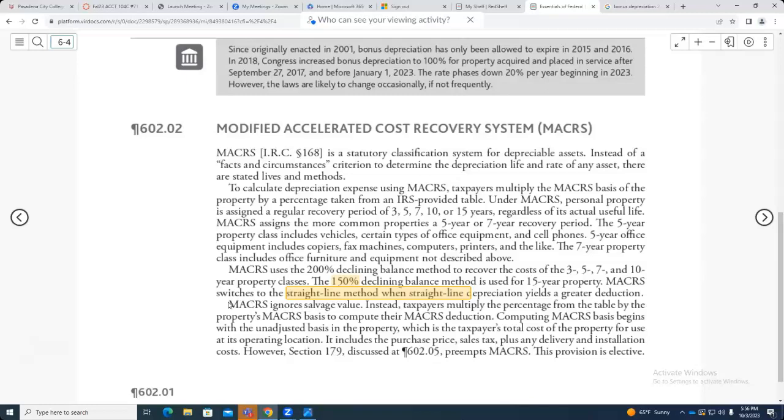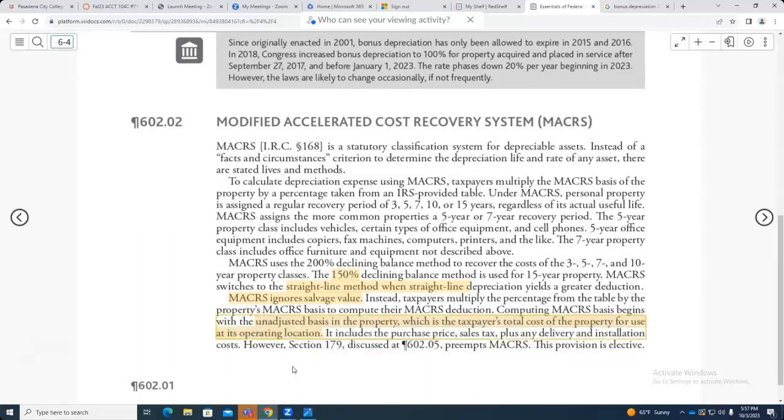Makers ignore salvage value. One more time, I told you already, salvage value is ignored under IRS tax rule. Instead, taxpayers multiply the percentage from the table by the property's maker's basis to compute maker's deduction. We're gonna see an example. Computing maker's basis begins with the unadjusted basis in the property, which is the taxpayer's total cost of property for use at its operating location. So for makers, you use always what? Unadjusted basis. If you learned, again, bookkeeping with me, you know that already.